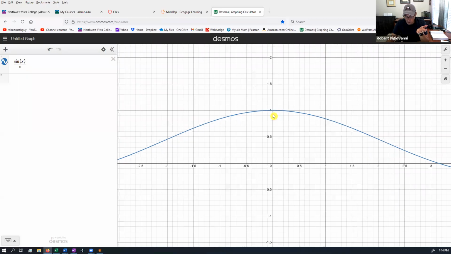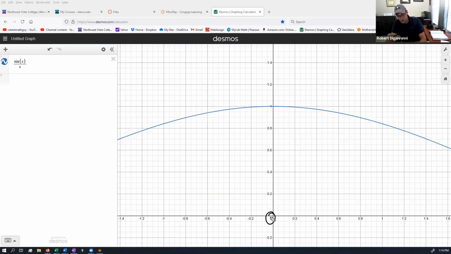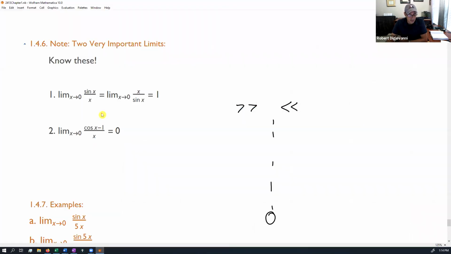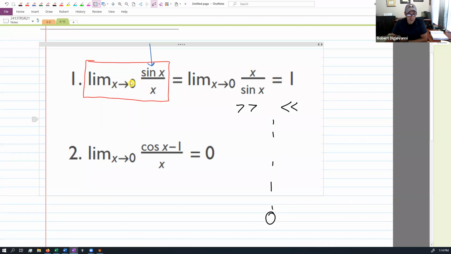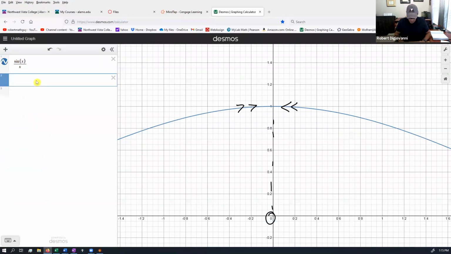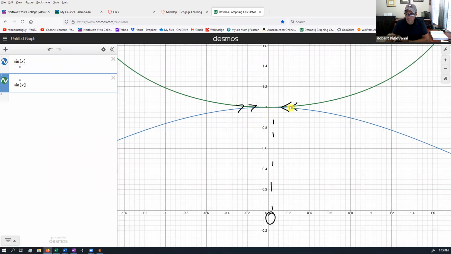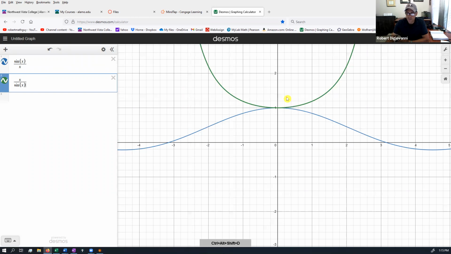But if you look at the graph, here's 0 on the x-axis. If we look up here from the left and from the right, what does it look like we're approaching? 1, right? So the limit should be equal to 1, and that's what you need to know: the limit as x approaches 0 of sine of x over x will always be 1. Also, you can flip it over. If the x is on top and sine x is on the bottom, you will get the same answer. So let me graph that one for you. That's the green one. Can you all see the green one? Same thing happens there.